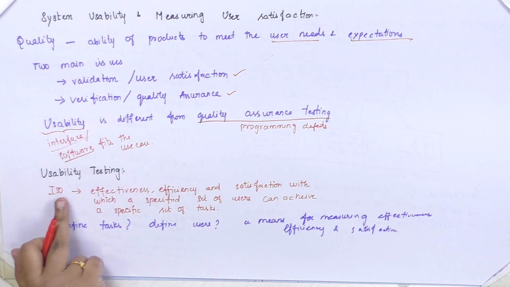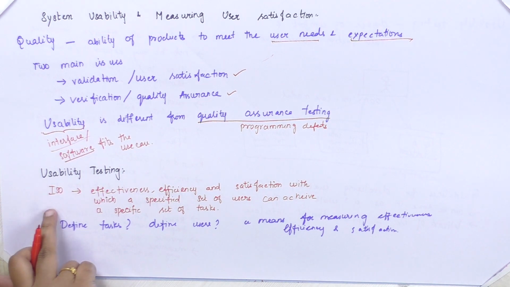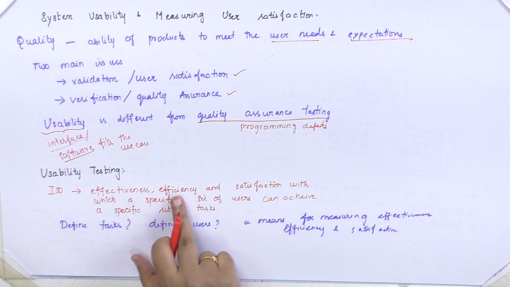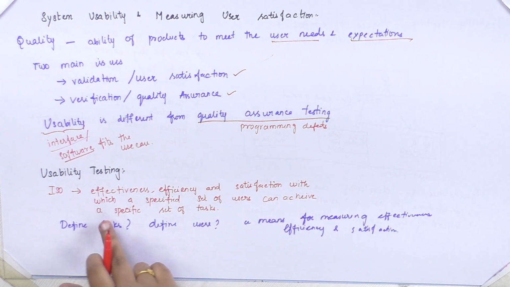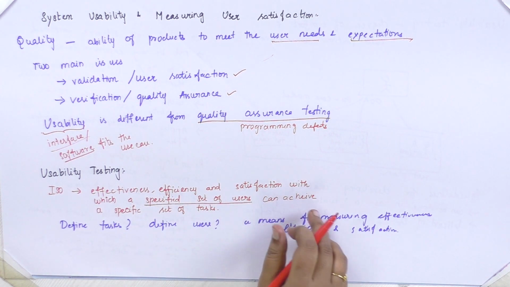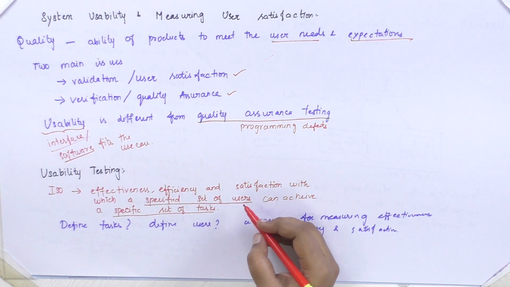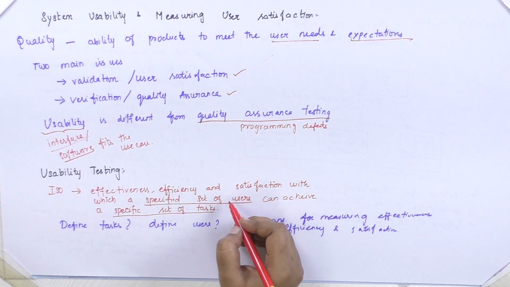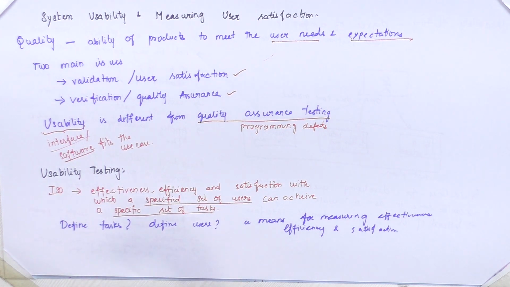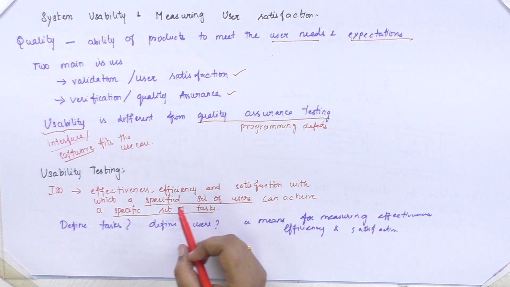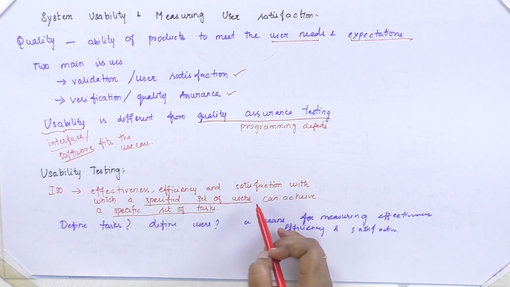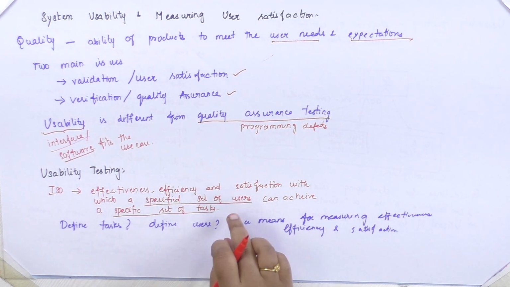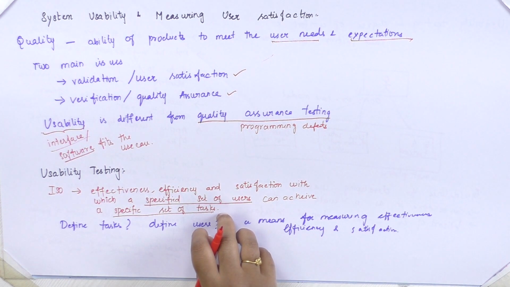According to ISO, the International Organization for Standardization, usability testing is defined as the effectiveness, efficiency, or satisfaction with which a specified set of users can achieve a specific task. This user has to achieve this task. So usability testing defines the quality, effectiveness, efficiency, or satisfaction of the system when a set of users is trying to accomplish a set of tasks.